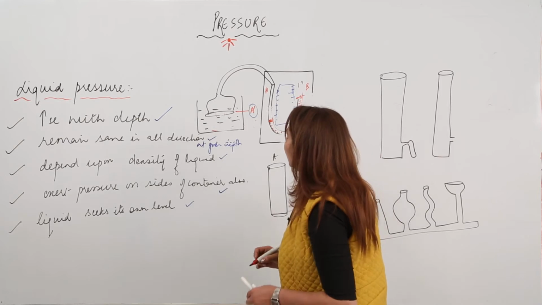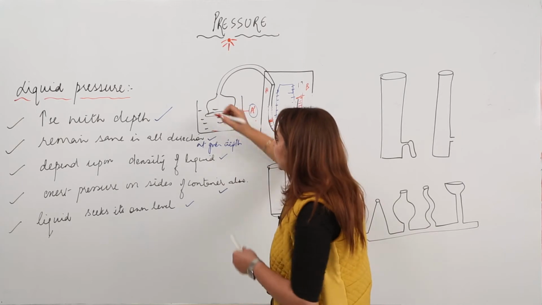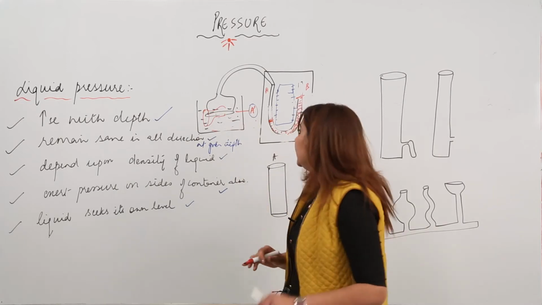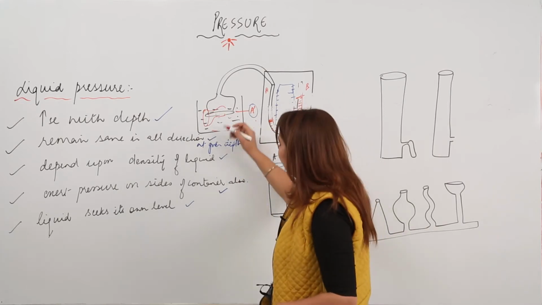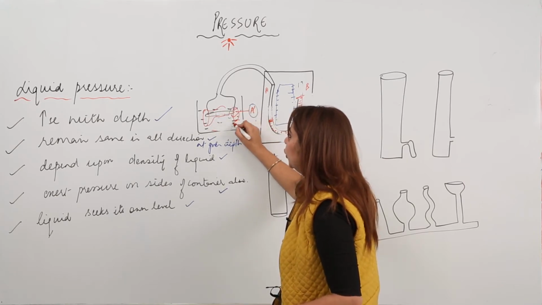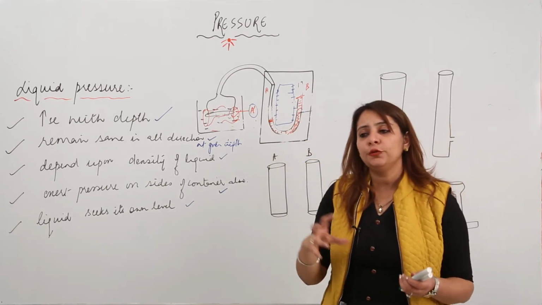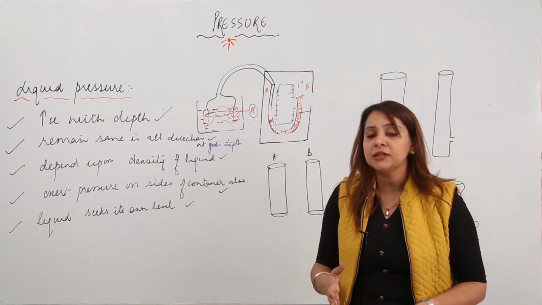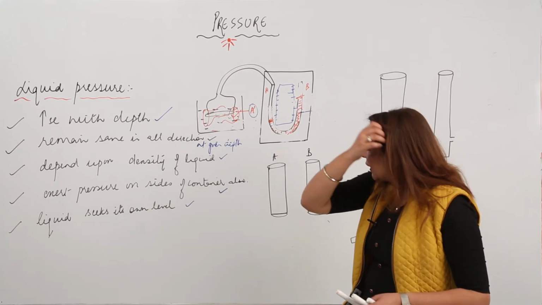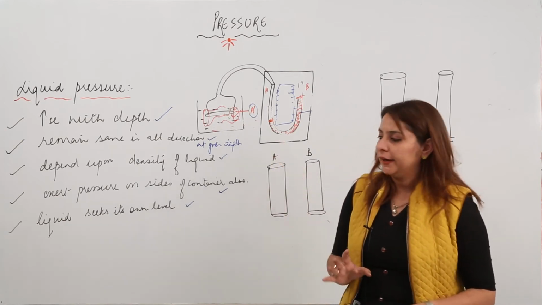Right. Now you try to move the face of the thistle funnel this way. That means at the same depth I am just moving its face to this side. Then again there is no change in the level. When I move the face of the thistle funnel to this side, the level also remains the same. So at a given point, wherever you face the mouth of the thistle funnel, it doesn't matter, because there is no change in the level of the liquid. So this shows that the liquid pressure remains the same in all directions.